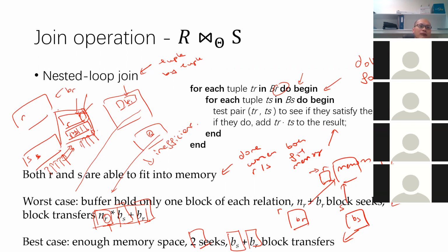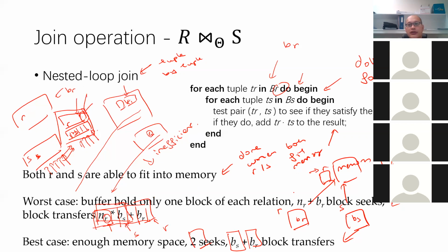So for my outer loop, I only need to transfer BR number of times. But for my inner loop, I need to transfer the number of tuples of R multiplied by the number of blocks of S. Hence I have this huge term over here. This is my S, this is my R. Any questions on this?